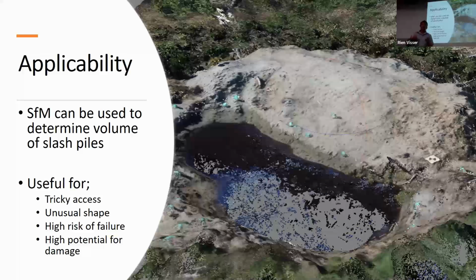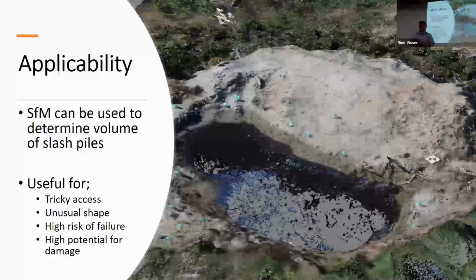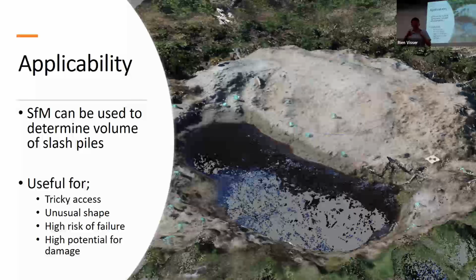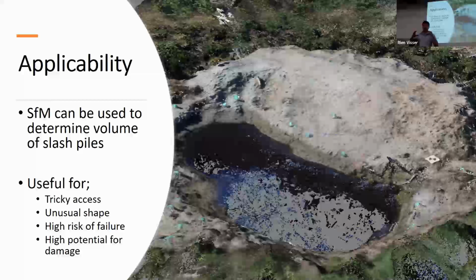So the applicability of this technology: it can be used to determine the volume of slash piles. However, because of that processing time, which can range for a reasonable model in a reasonable time to kind of 30 to 90 minutes, it's likely most useful for piles where you've got tricky access, so you can't either get to them or you can't get safe access all the way around them to apply the geometric method. Or if they've got an unusual shape where they're not well represented by one of those geometric solids, or if there's a high risk that the pile could fail, or if it does fail, there's a high potential for damage. You could use this method and then you've got a model of what the pile was if you need it.